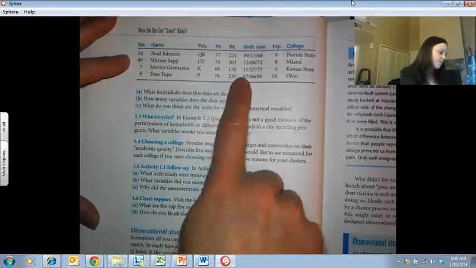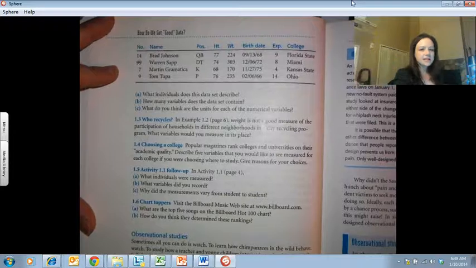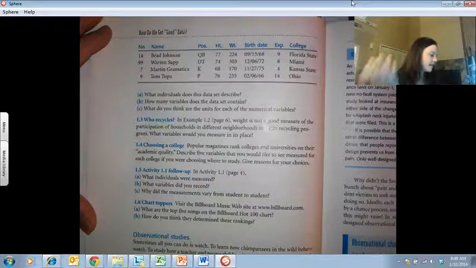They have their team number, name, position, height, weight, birth date, experience, and college. All right. What individuals does this data set describe? Again, I'll give you guys just a second to answer that. Obviously, the actual athlete under name: Brad Johnson, Warren Sapp, Martin Gramatica, and Tom Tupa. How many variables does the data set contain? It contains all of the rest. 1, 2, 3, 4, 5, 6, 7.